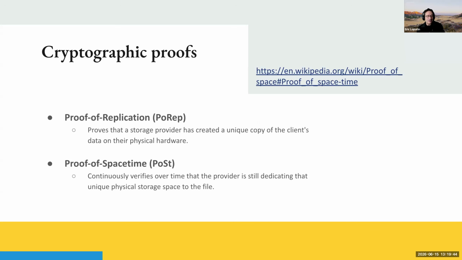And these are the two that were initially put out for Filecoin. One of them is proof of replication, saying that the storage providers actually created a unique copy of your data on physical hardware. The other one is called proof of space-time, which, of course, being a sci-fi fan, makes me chuckle a little bit in a good way. It continuously verifies over time that the provider is still dedicating that unique physical storage space to the file that you've sent to the net, or to the blockchain, to the Filecoin mainnet.